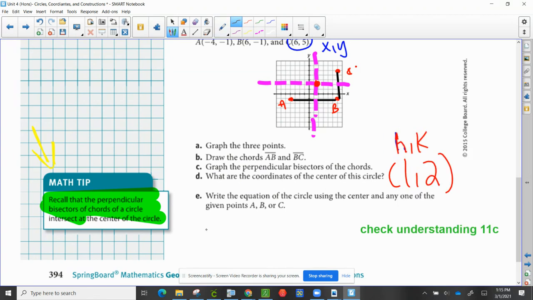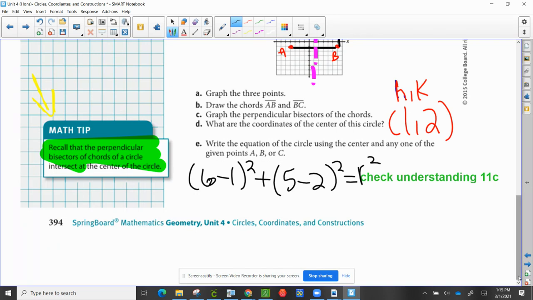Okay, so I'm going to plug this in kind of quick just for the sake of time. We have x, so 6. (6 minus 1) squared plus (5 minus 2) squared is equal to r squared. Let's see, 6 minus 1, that's 5. 5 squared is 25. 5 minus 2 is 3. 3 squared is 9. So it looks like our r squared is 34.